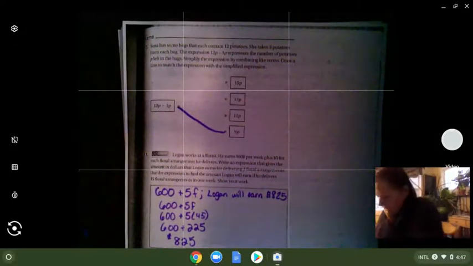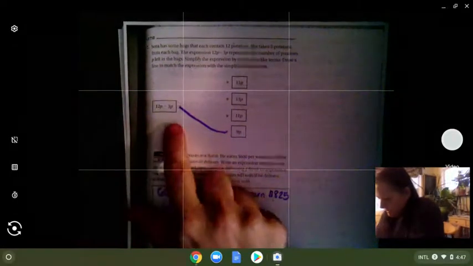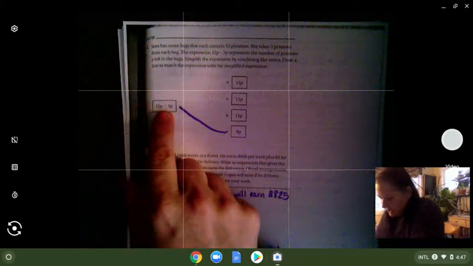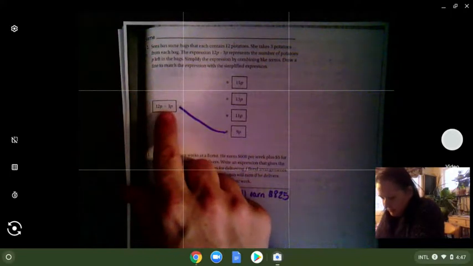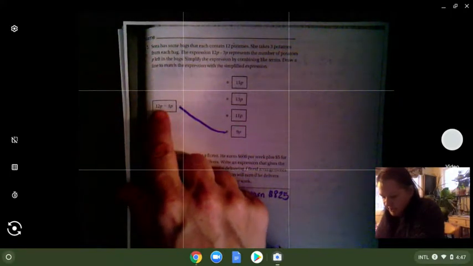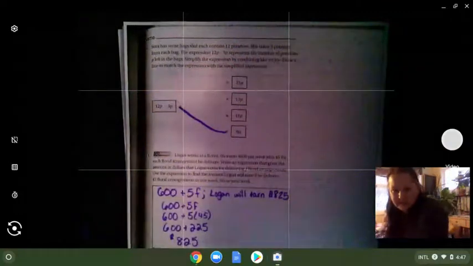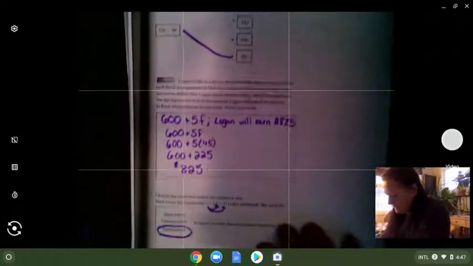Here, we're just picking the one when we combine like terms, which one it is that would be equal to the simplified expression. 12p minus 3p is 9p. So connect it to that one.